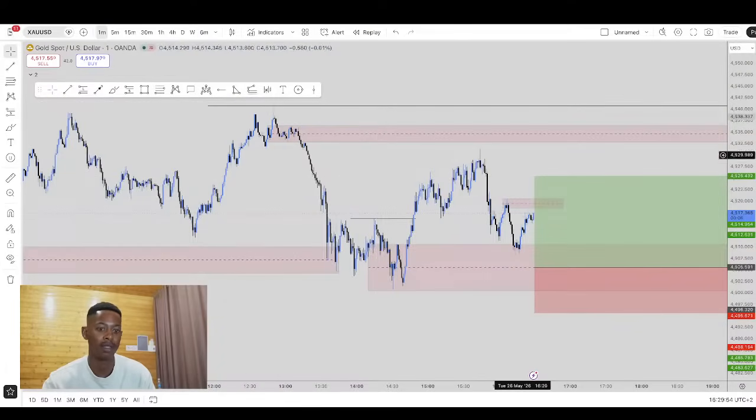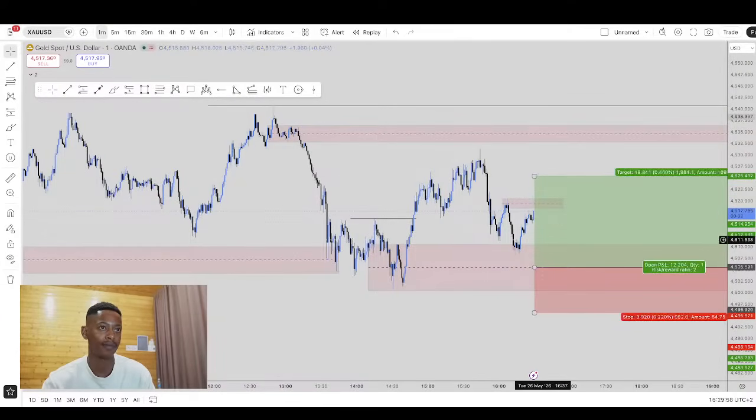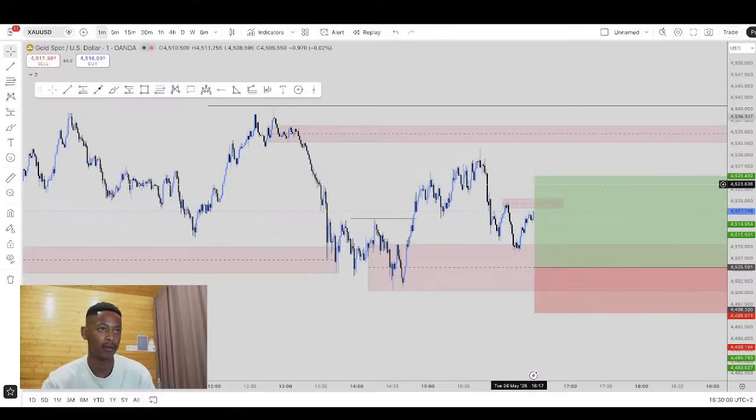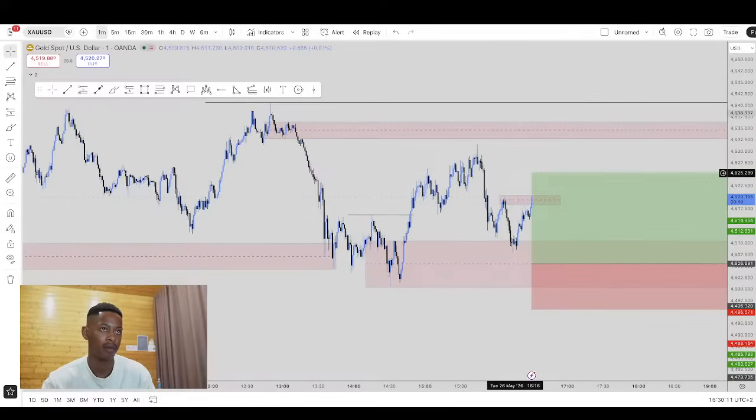Okay, here's that gold. I'm seeing it maybe play around here and then go down. So let's see. Okay, oh yeah, you see here, it's either price is going to break here or it's going to respect. Okay, let's see.